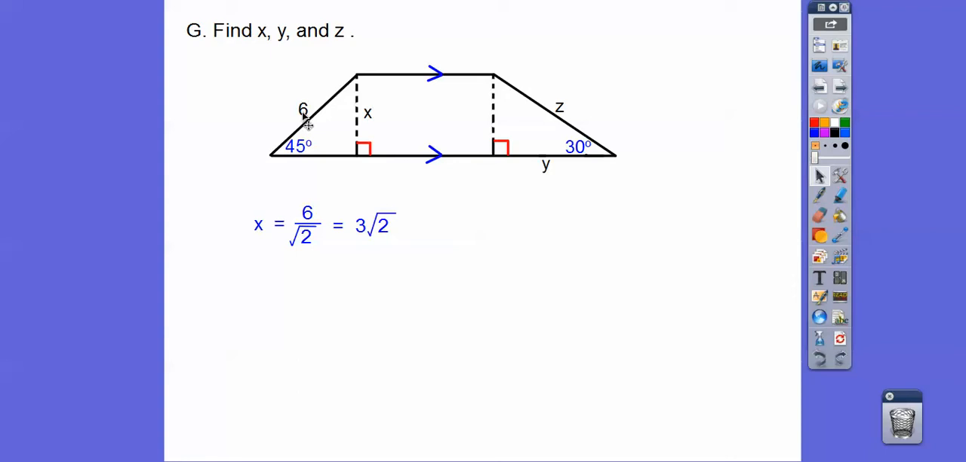Okay? Anyways, so if this is 3 root 2, you see this rectangle right here? This side is also 3 root 2 right there. So y is going to be, remember the 30 had a root 3 baby, so it's this side root 3. So it's 3 root 2 root 3, and you multiply those guys and you get 3 root 6. Okay, and then z is twice this, so we're going to multiply that by 2 and then multiply the outers together, and we get 6 root 2.